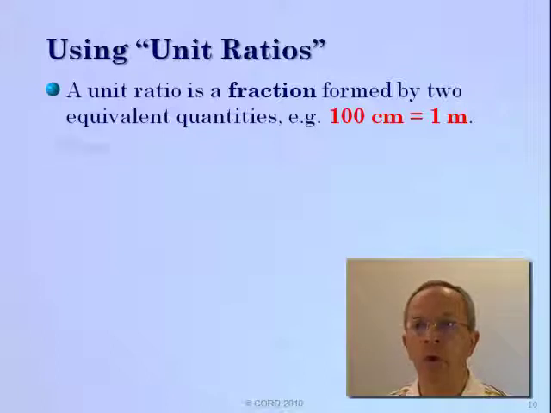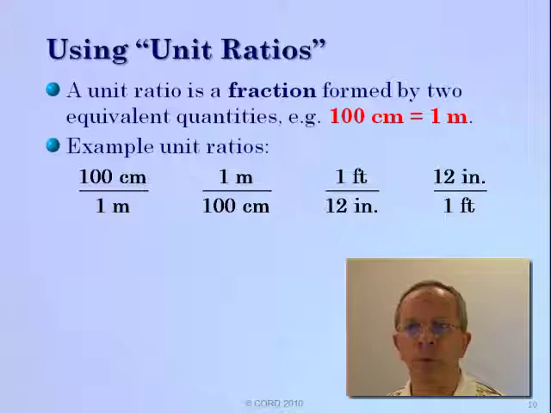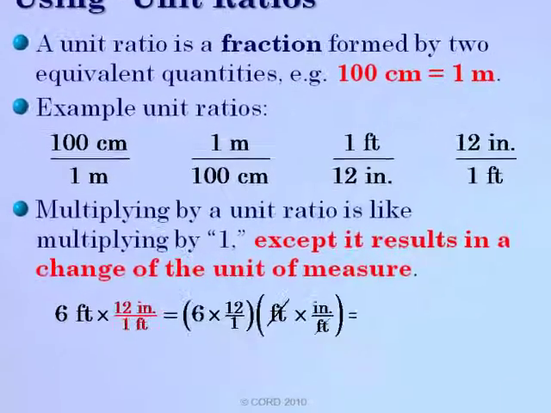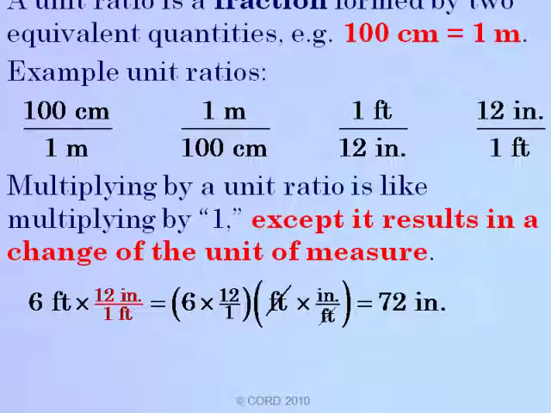So if we put those as a form of fraction with 100 centimeters over 1 meter, that's really just equal to 1. Or we could put 1 meter over 100 centimeters. That's also a unit ratio. It's also equal to 1. We could also have 1 foot over 12 inches. That would also be equal to 1. Or 12 inches over 1 foot. That would be equal to 1. And multiplying by 1 results in the same number, just changes some of the units around.